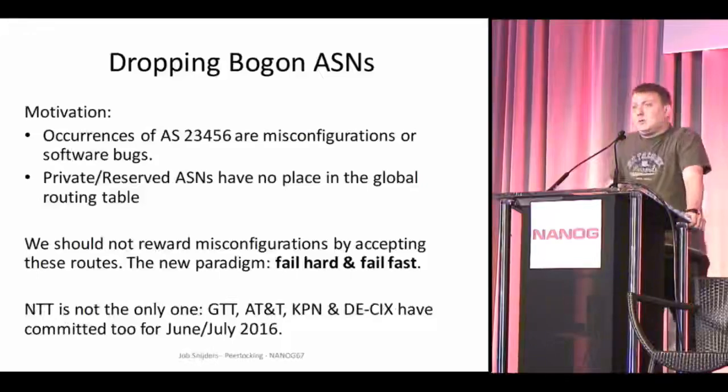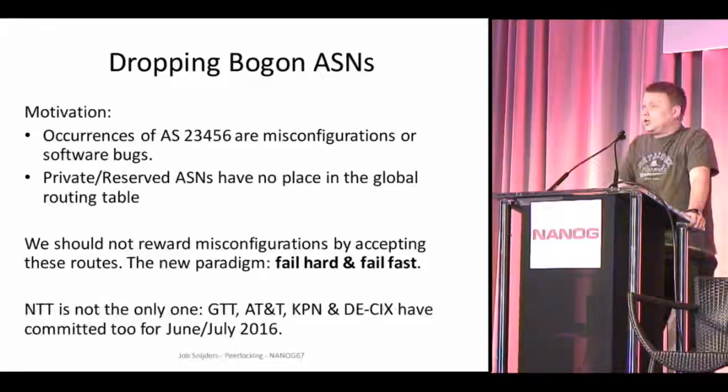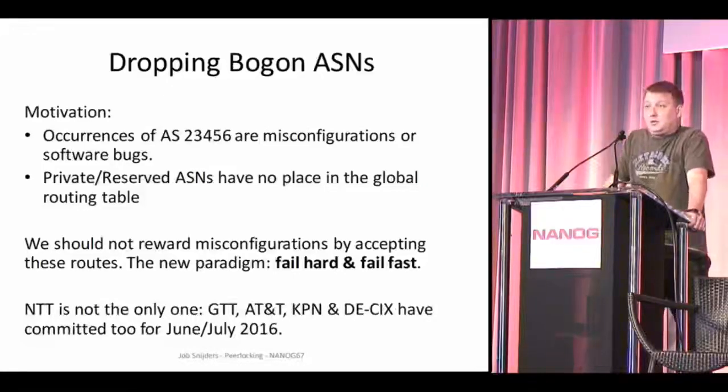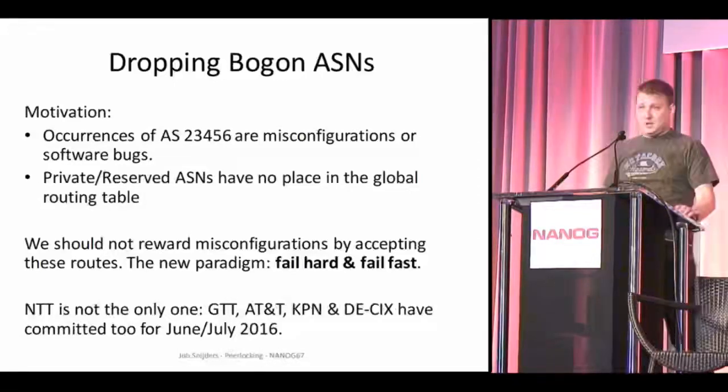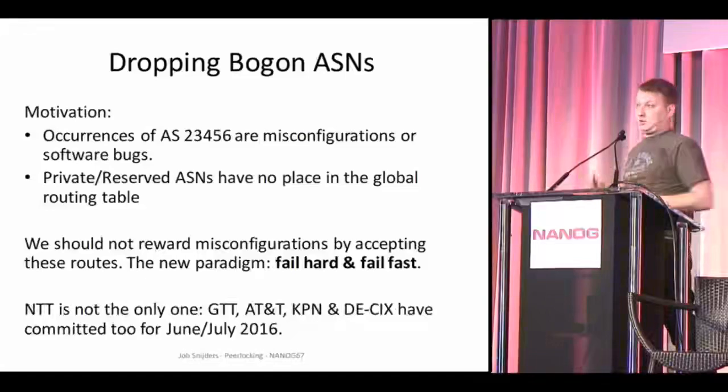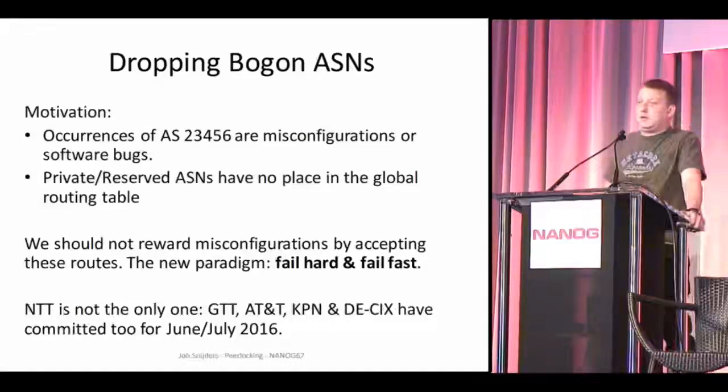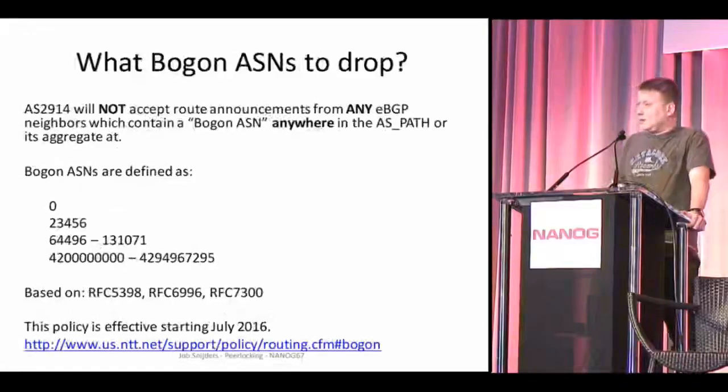We are not the only ones that will deploy this policy in June. The following have committed in public to deploy a similar policy. GTT, AT&T, and KPN will deploy this in a similar time frame. And DE-CIX on their route servers have committed to this filter as well. So it is very encouraging to see that we're not the only ones that try to clean up the public routing tables, but that there are more companies like-minded.